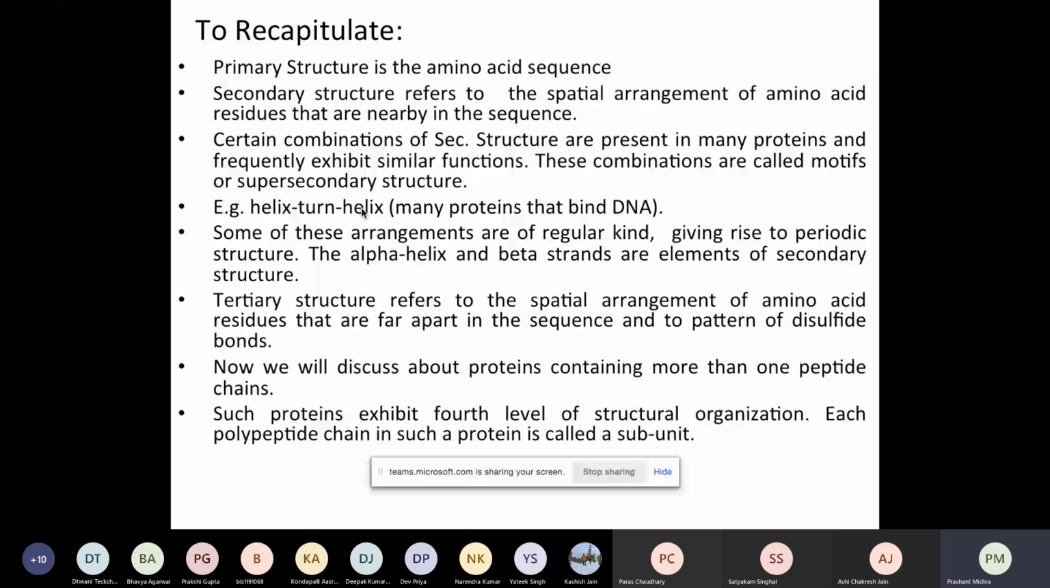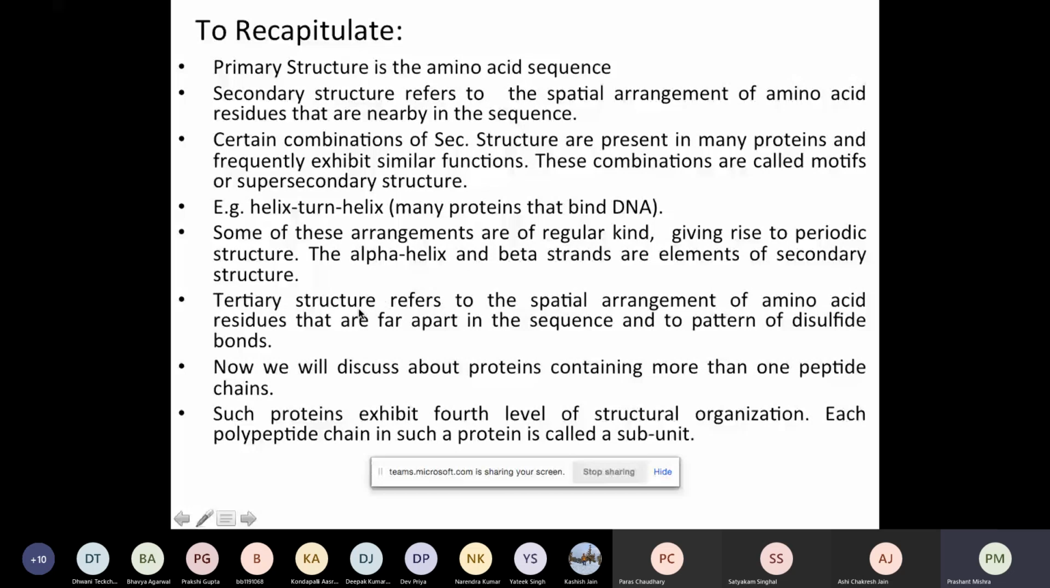So if I find three different proteins having a helix, a turn, and a helix, that means alpha helix, turn, and then alpha helix, we will call them a motif, the helix-turn-helix motif. Is it clear? Okay. Now some of these arrangements are regular kind. This part we have already discussed. They may have alpha helix, beta sheet, and other elements of secondary structure.